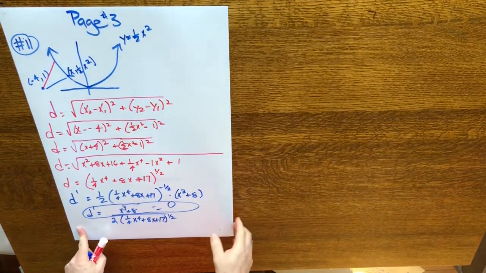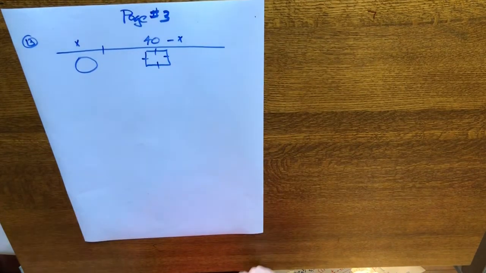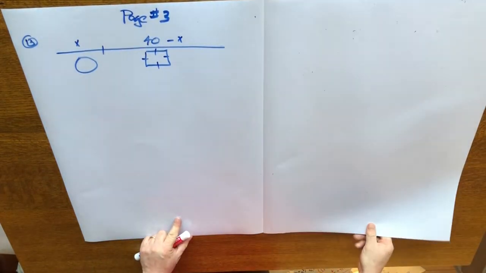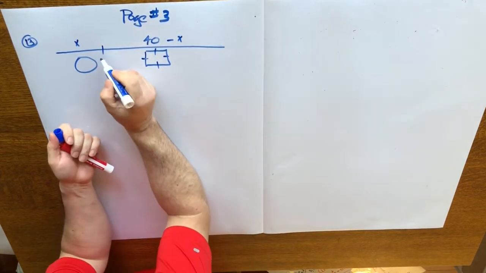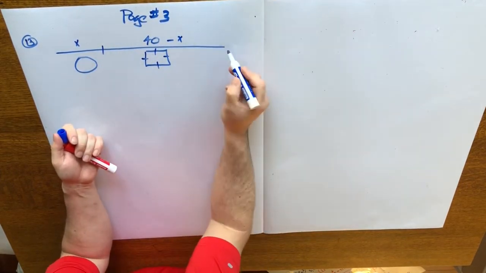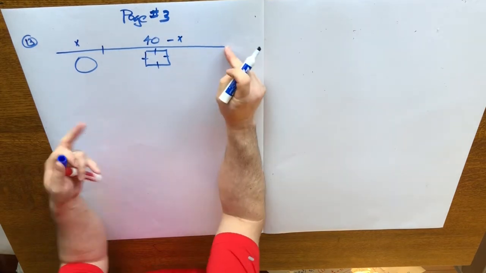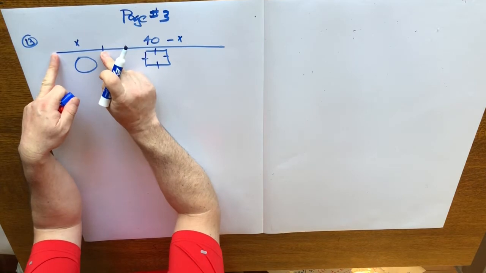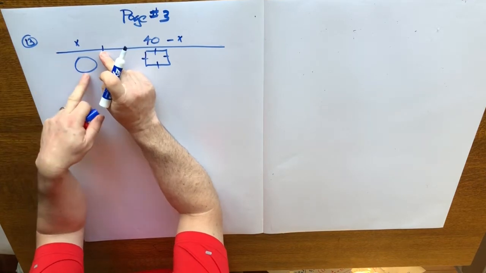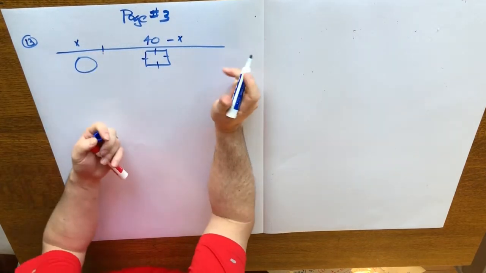The next question I wanted to take a look at was number 13. Number 13 is a piece of wire that's 40 centimeters long, and you're going to break it, cut it someplace so that with one portion of it you're going to make a circle, and with the other portion of it you're going to make a square. So this original piece, 40 centimeters long, cut it someplace, not necessarily in the middle, so that one piece will make a circle and the second piece will make a square.